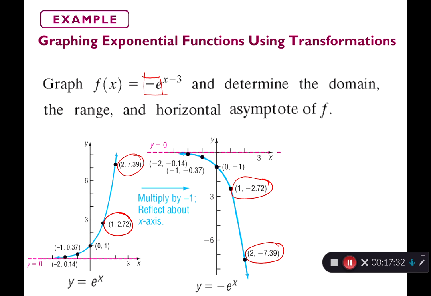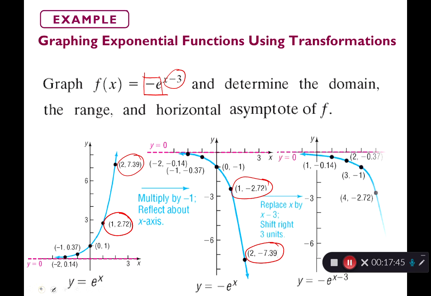Now the -3 here, the question is, what does that do? Well, that's going to act on this interim, second graph, and we said it moves it 3 to the right. So when we move it 3 to the right, 1, -2.72 winds up being 4, -2.72. And 0, -1 winds up being 3, -1. So we see that if we have the points labeled, it makes things much, much easier if we know our transformations. So the graph over here, this is your final answer.